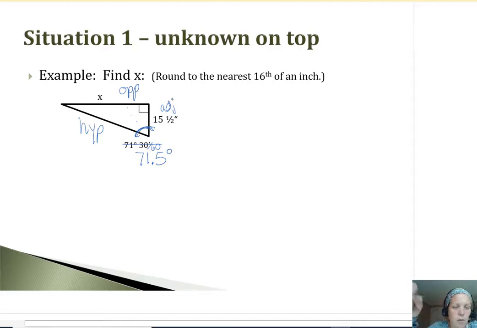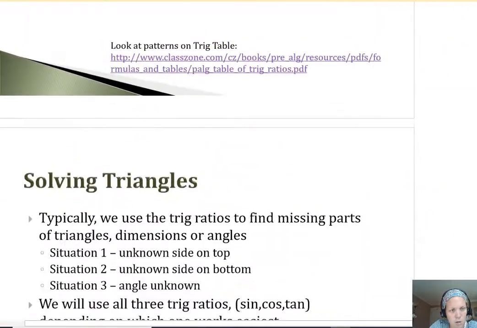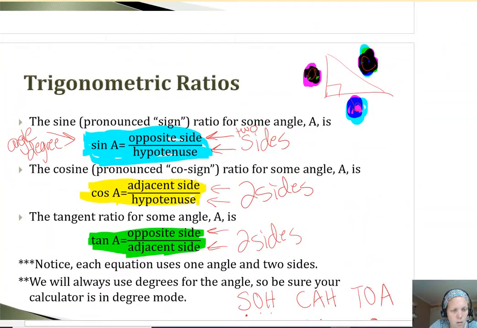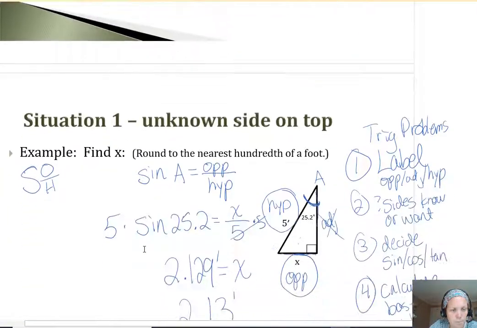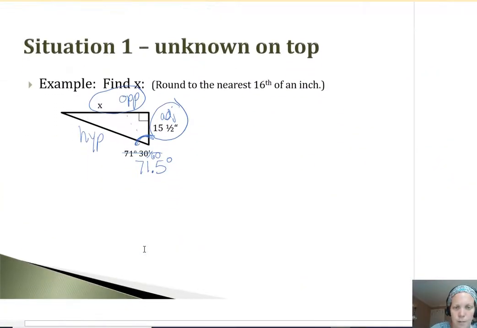So now I pick what are the two sides I care about. Which ones do I want and which ones do I already have? So I have adjacent, so I have to use that. And then I want opposite. So now if I look at my formulas, opposite and adjacent. Which one's opposite and adjacent? That's the tangent. Opposite and adjacent is tangent. Tangent is opposite over adjacent.